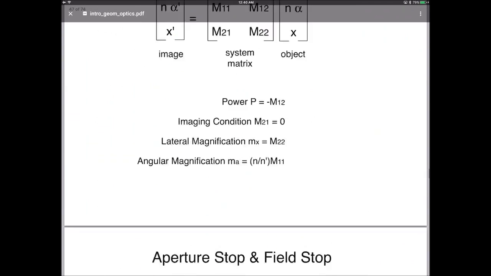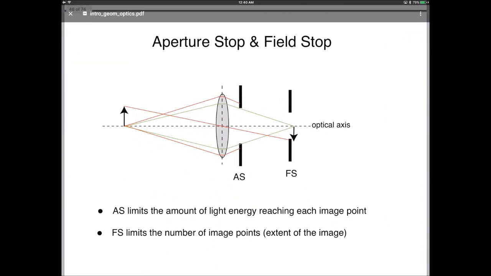Right. So now we come to aperture stops and field stops.